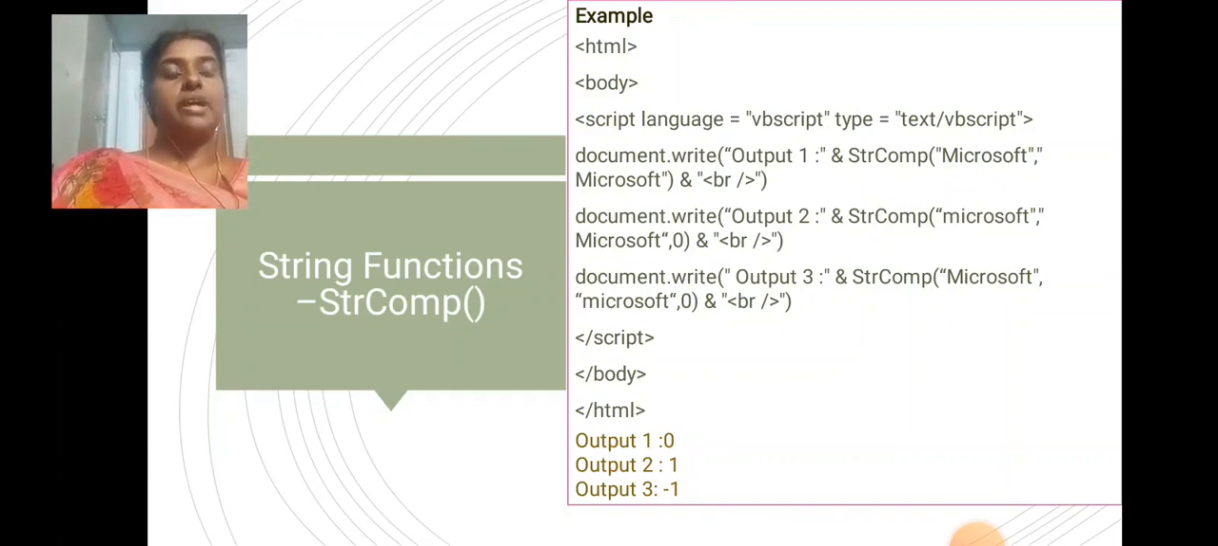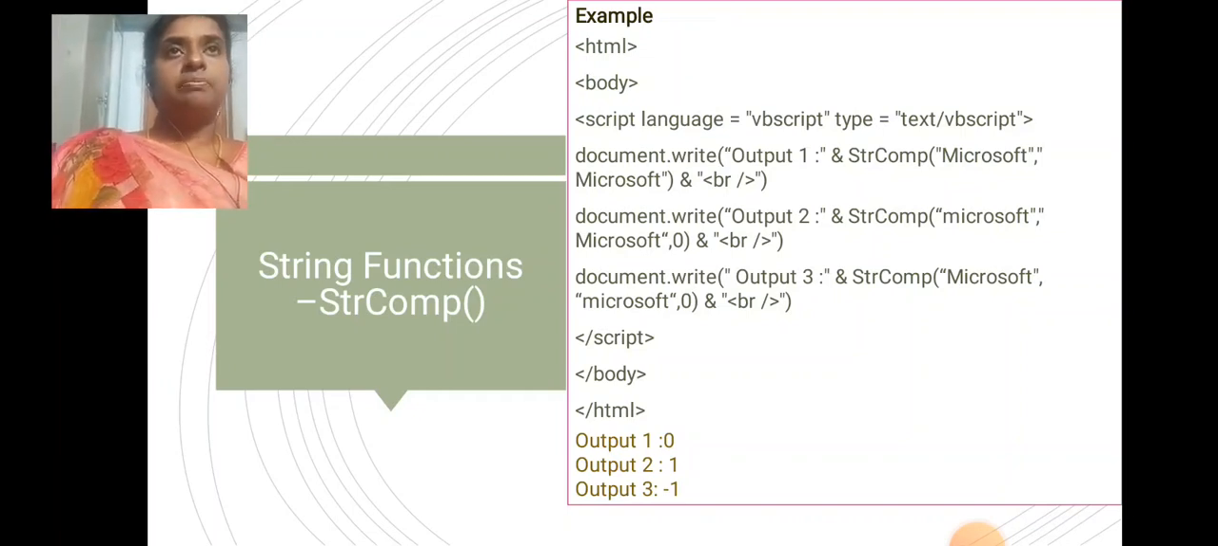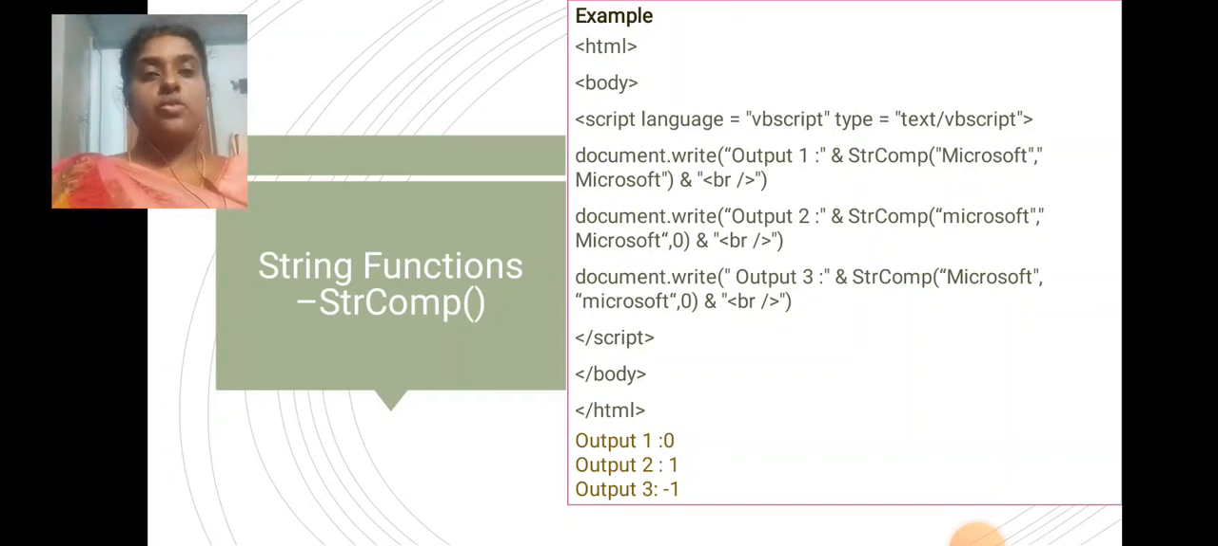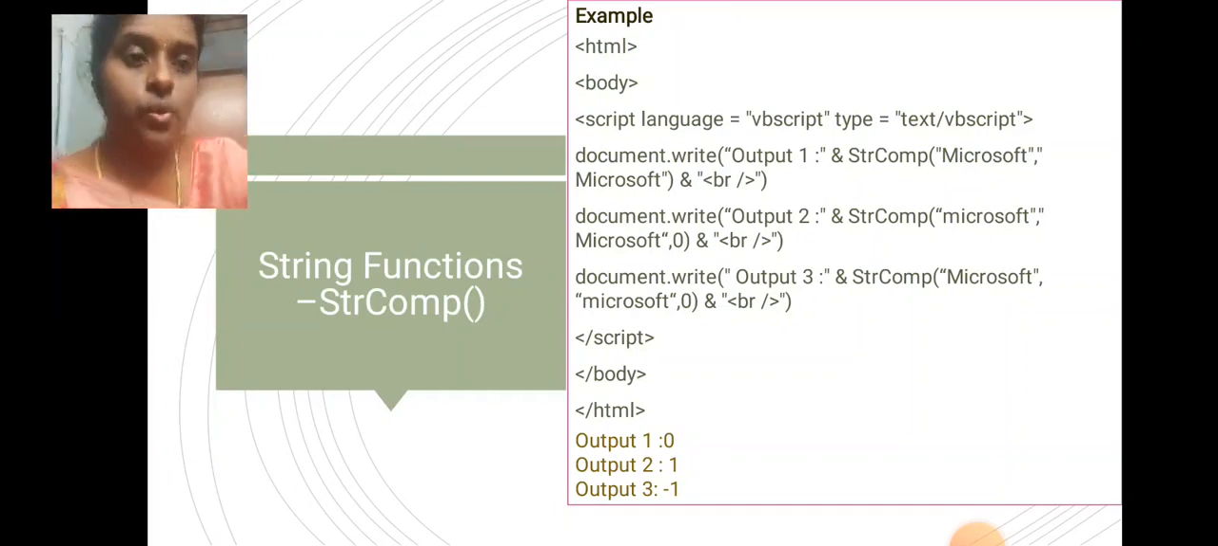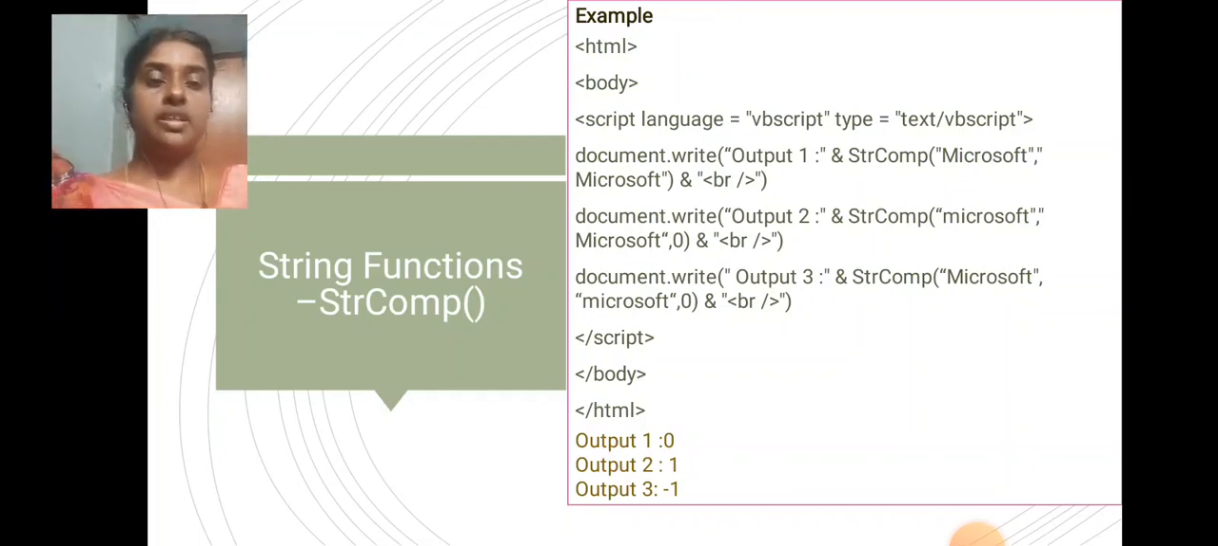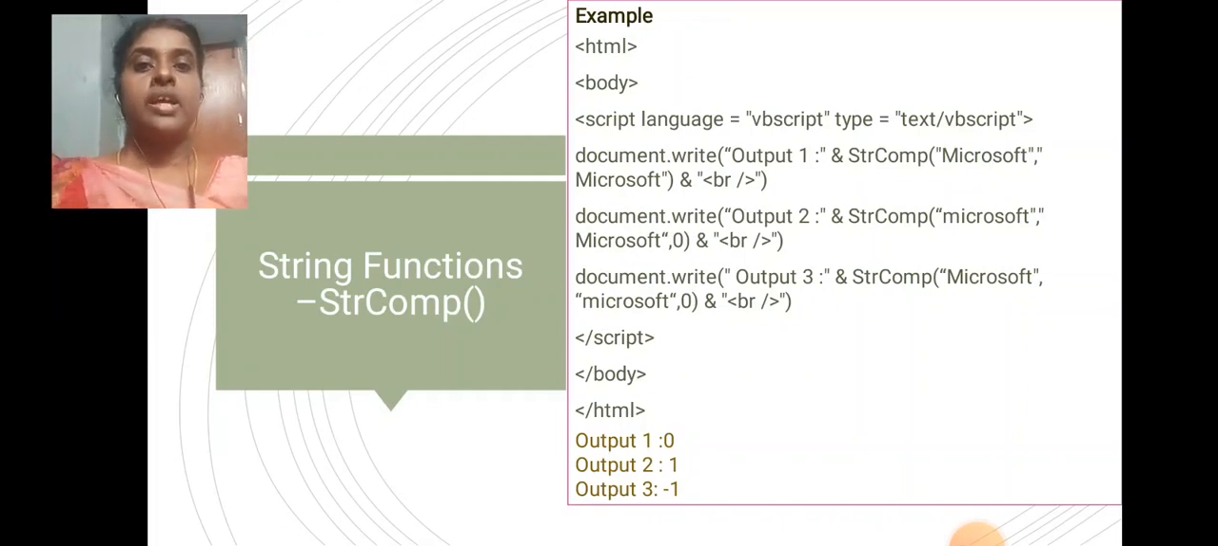Small m will be compared with capital M. We all know capital A is at 65. The ASCII values start from 65 and go up to 90, that is 26 characters. Your small letter values begin from 97. So here your small m is bigger than your capital M in ASCII value, so the output will be 1. In the case of the third statement, we are using the first string with a capital letter and the second string with a small m. So the result will be -1.